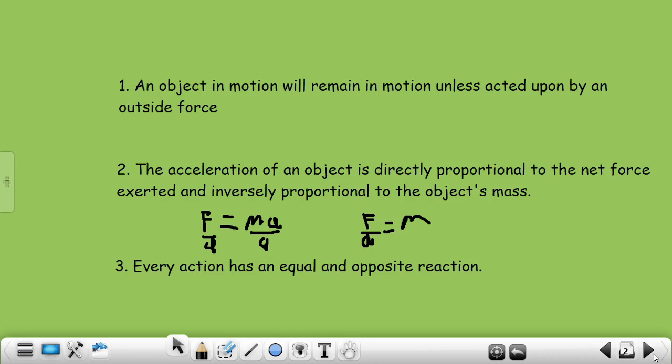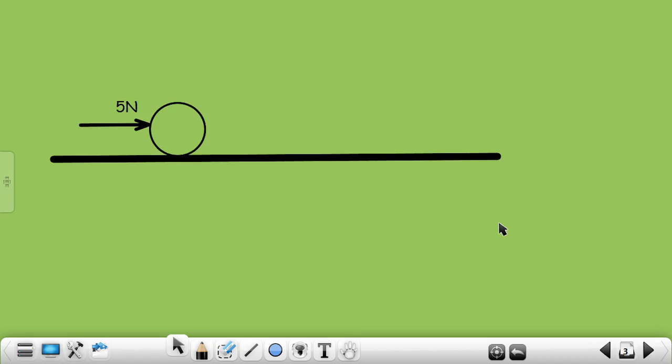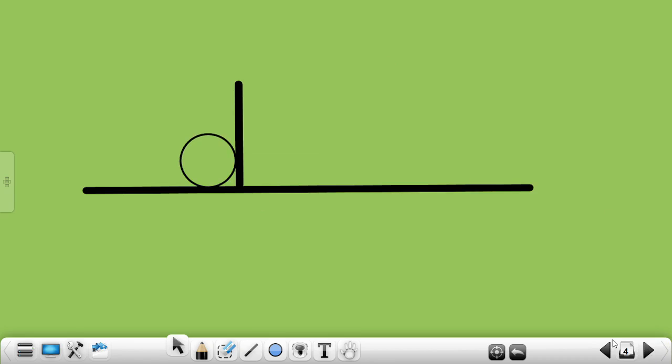Let's go over the first law. So let's say this is a frictionless surface, frictionless ball. Someone had pushed it now with a force of 5 newtons. But then all of a sudden, bam, hits a wall. It will start rolling backwards.